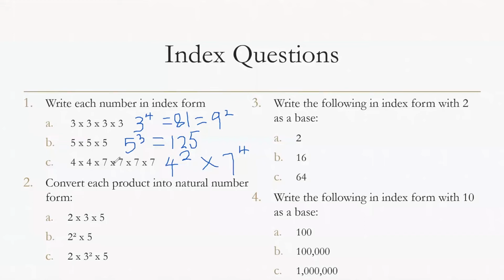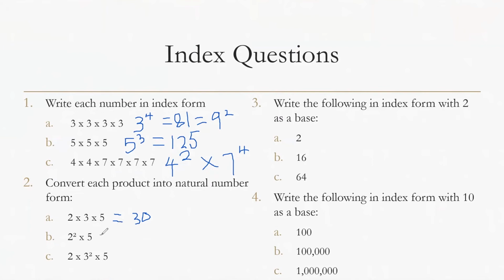All right, let's look at number 2. Convert each product into natural number form. So 2A, 2 times 3 times 5. When we say natural number form, that's a very fancy way of basically saying evaluate the expression, right? Who raised their hand? Eric? 30. Good. Very straightforward here, no tricks here, all right?